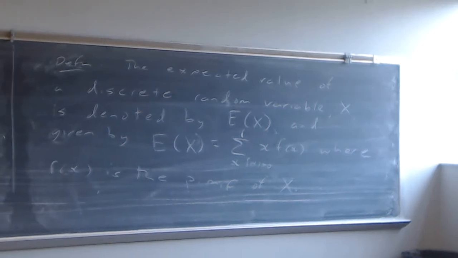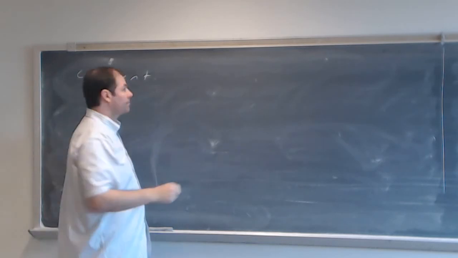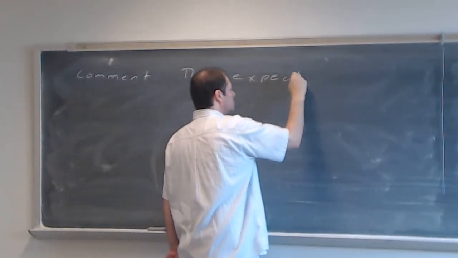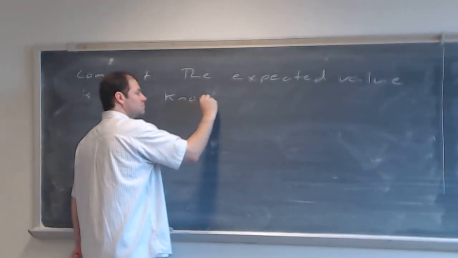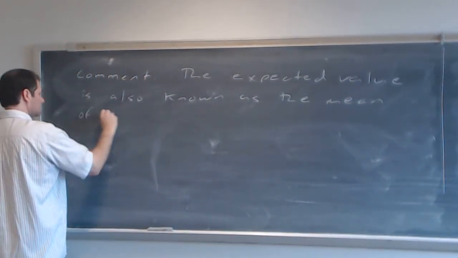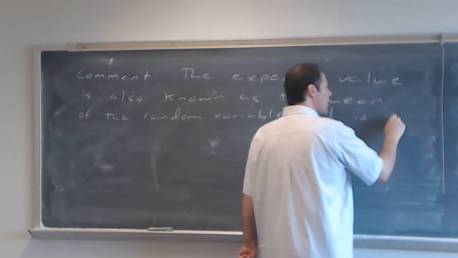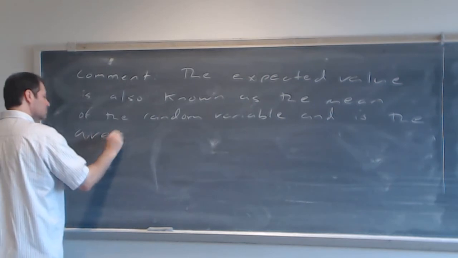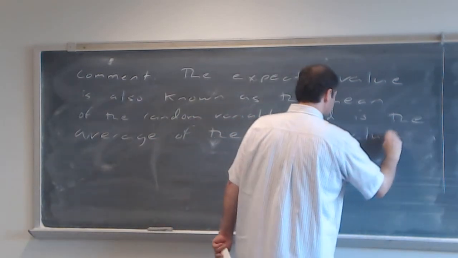Okay, I'm going to make some comments. So, the expected value is also known as the mean of the random variable and is the average of the output values of the random variable.